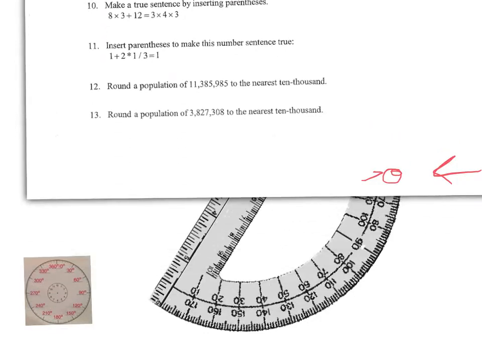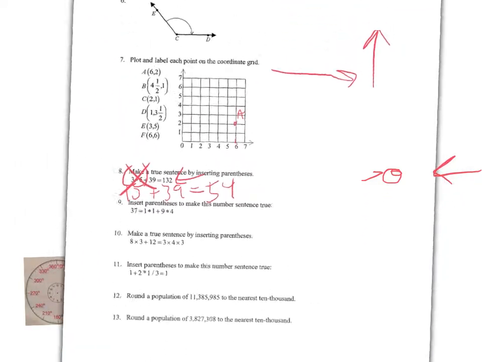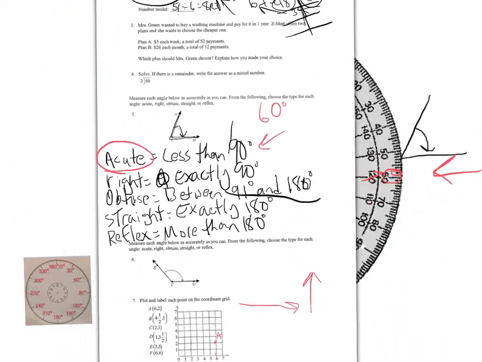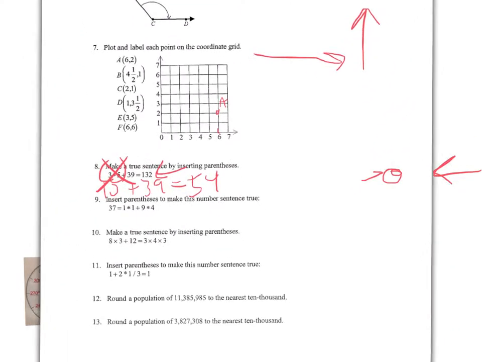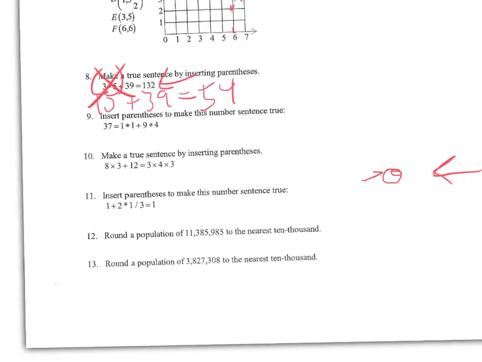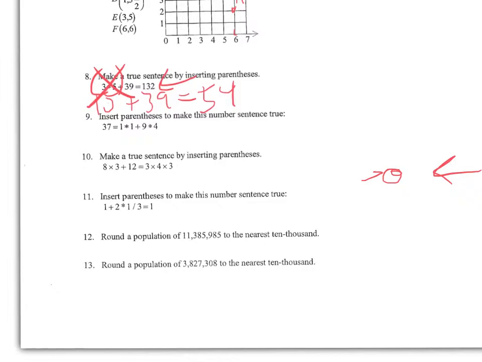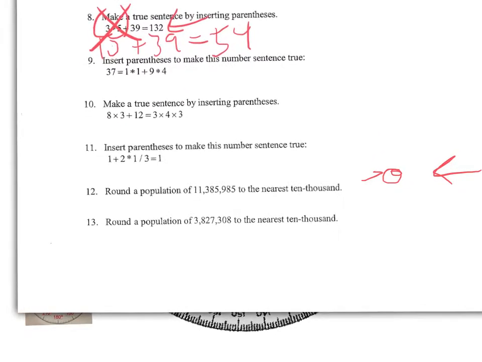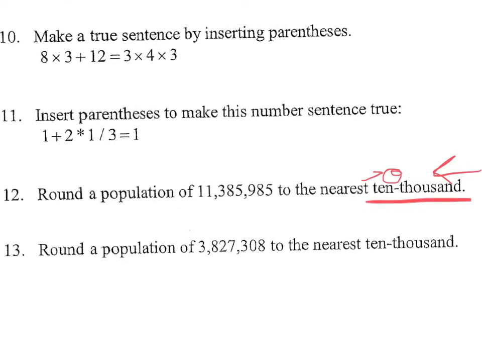Next up, number 12 is round a population of 11,385,985 to the nearest 10,000. What you want to do is, it says 10,000th place. Find the 10,000th place. In this case, it is, make it bigger so I can underline it easier.